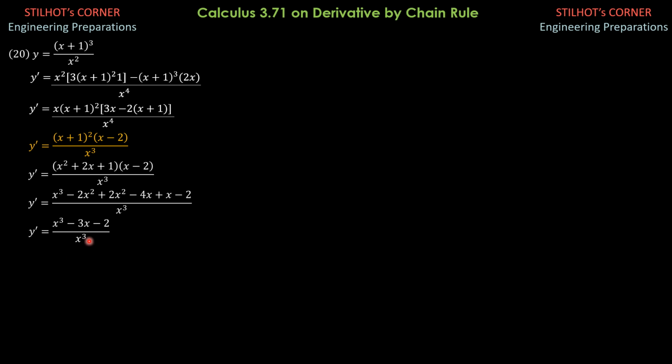Or if we distribute x cubed in the denominator, the other possible answer would be y prime equals 1 minus 3x to the negative 2 minus 2x to the negative 3. So y prime is also 1 minus 3x to the negative 2 minus 2x to the negative 3. This may also be the answer. So that's it for this video.